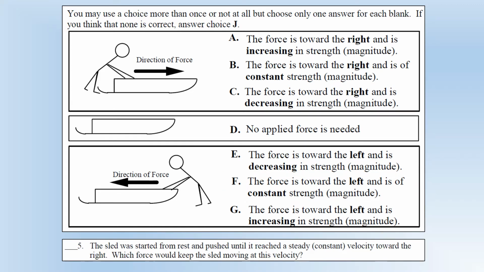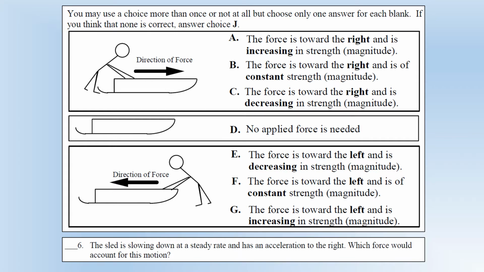All right, scenario 5. The sled was started from rest and pushed until it reached a steady or constant velocity towards the right. Which force would keep the sled moving at this velocity? So select your answer. All right, so the force you should have selected is D. To travel at constant velocity, you cannot have a resultant force acting on you, so that would be option D.